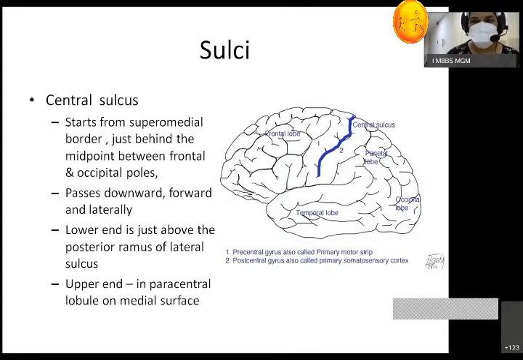So how to identify it? First, identify the central point. Just behind the central point, the sulcus going downward, forward, and laterally will be the central sulcus. If you want to confirm, whatever sulcus you suspect is the central sulcus should cut on the medial surface as well. Thirdly, as shown in the diagram, it might not be in a straight line. It might be disturbed in between. So make sure you have identified it correctly.